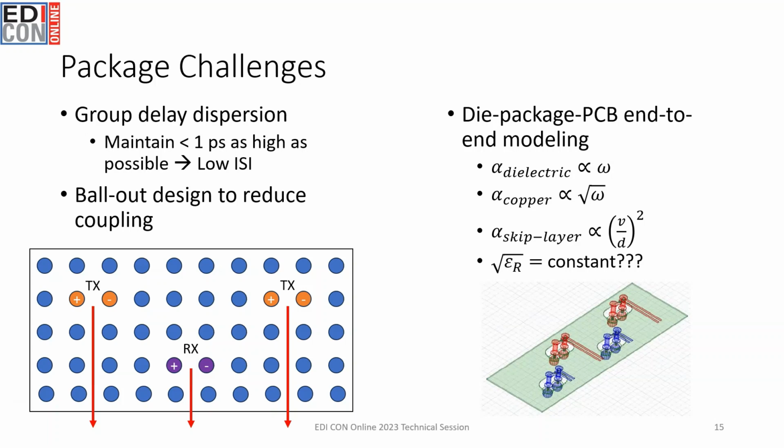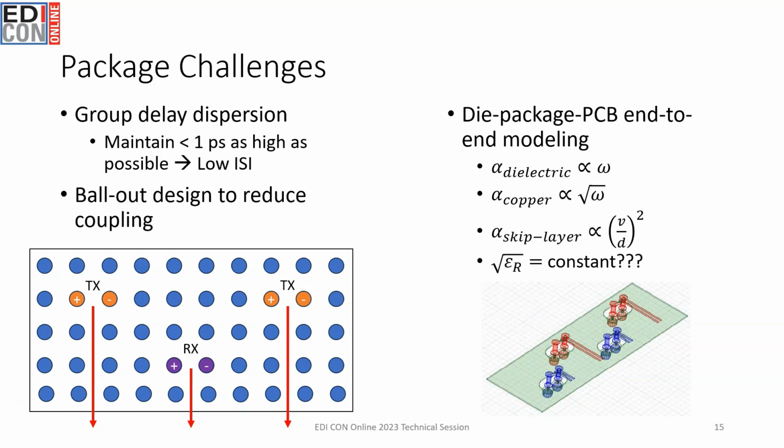If we can maintain low group delay dispersion, then we're going to have low ISI. So one of the rules of thumb is below approximately 1 picosecond group delay dispersion, up to as high frequency as possible, and that will help ensure low ISI. This is also related to the ball out and the ball pitch.